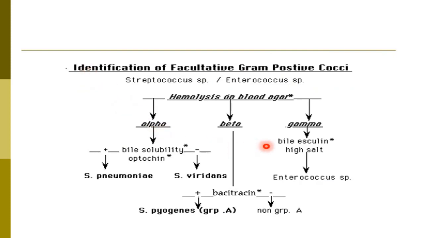This schematic representation clarifies the identification of facultative gram-positive cocci, Streptococcus and Enterococcus. Hemolysis on blood agar: alpha, beta, gamma.